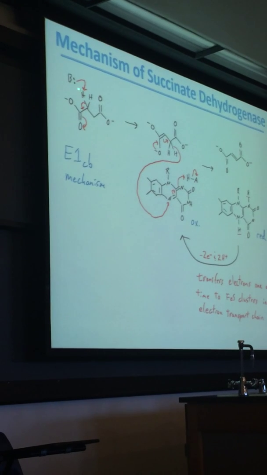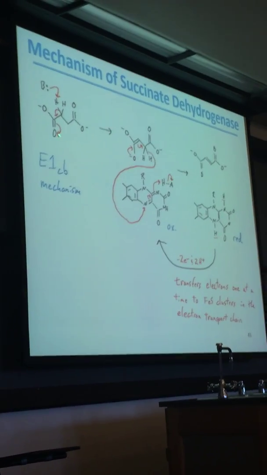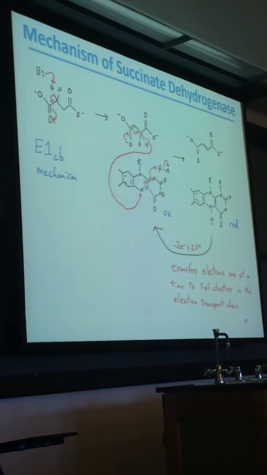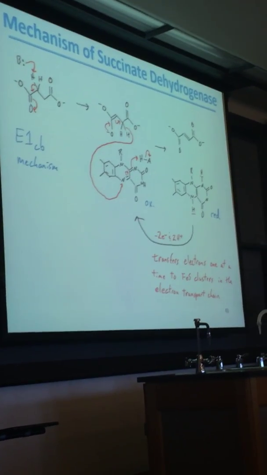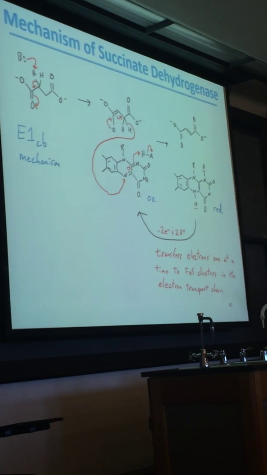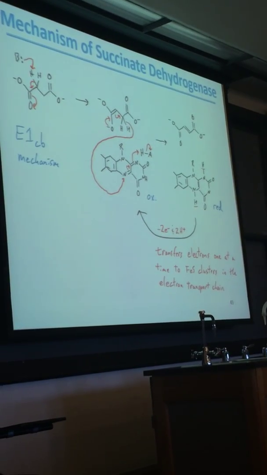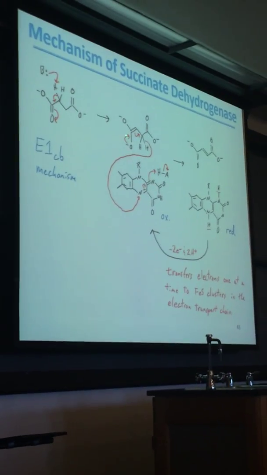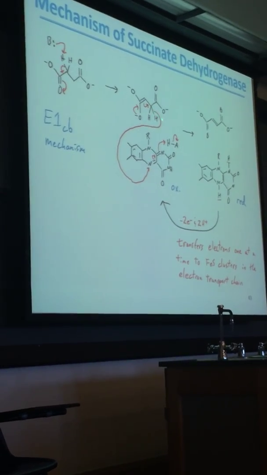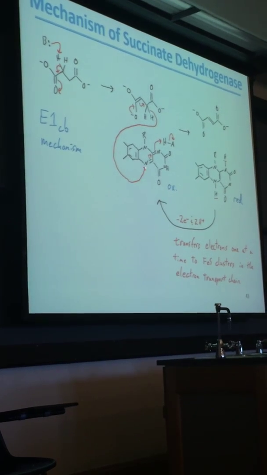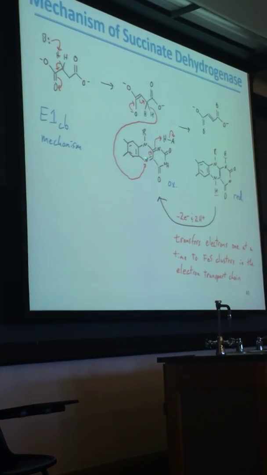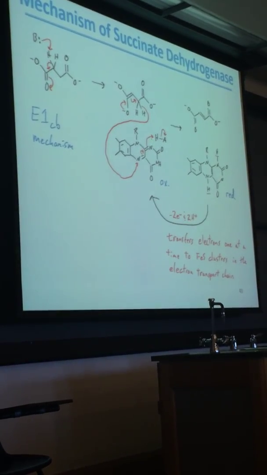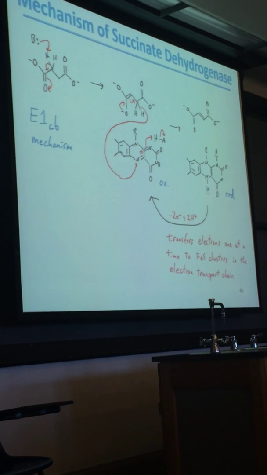Well, the first step, the base pulls it off, and we're going to push the electrons onto the carbonyl oxygen. Okay? So it's not just direct, base pulls off the proton, we kick out the hydride. It's a 2-step, E1CB. So then in the second step, our enolate collapses, and it's a hydride transfer to the nitrogen on FAD. And then we're going to push electrons up, and then this nitrogen is going to pick up a proton.